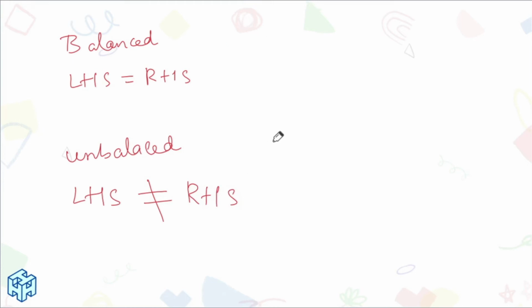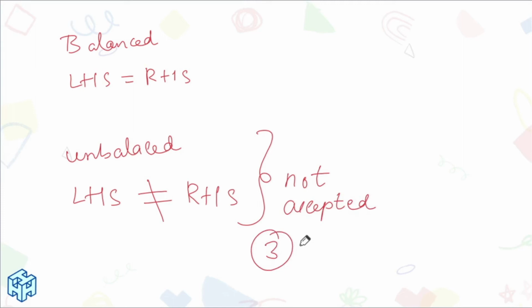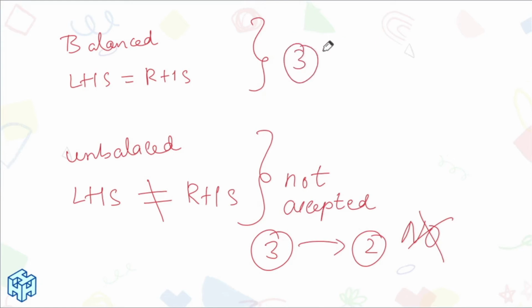Sir, but this is not accepted. Do you accept, for example, you are giving some person 3 rupees, he is returning you back 2 rupees? Do you agree? No, you say no, I don't agree, I don't take. Whereas if you are giving 3 rupees and he is giving you back 3 rupees, you take, yes, I am ready to take it. So unbalanced equations are not accepted.